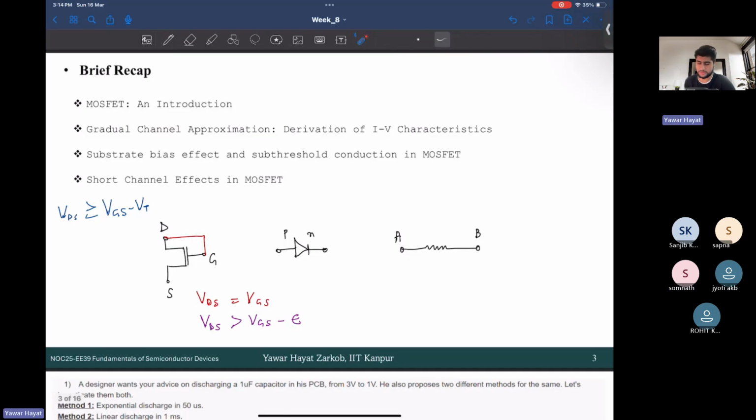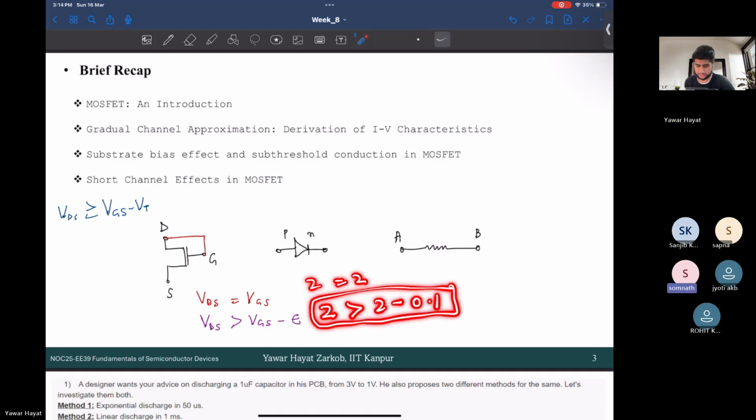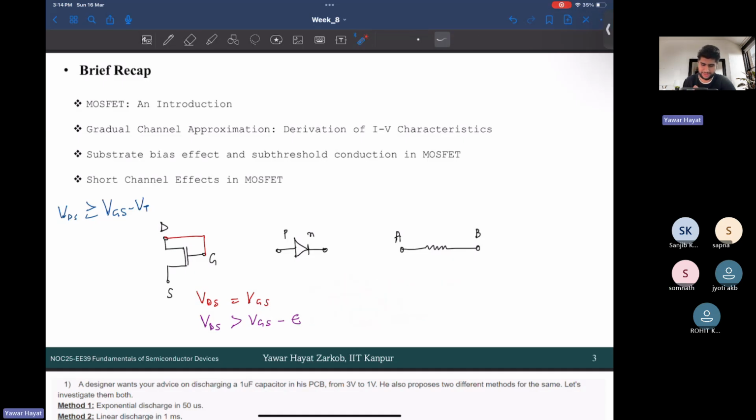Talk in terms of numbers. VDS was equal to 2, VGS is 2. Is 2 greater than 2 minus 0.1? Yes. Sir, it is in saturation. Right, this would be in saturation. Correct. So this would be in saturation.